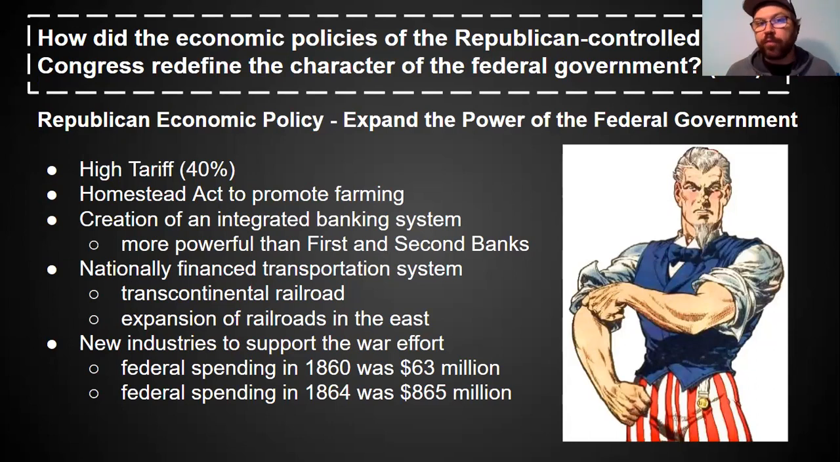Number one, well, we're fighting a war. We're fighting a civil war. That takes a lot of money to be able to do that. So yes, there's going to be a huge increase in spending. But also keep in mind, the people who are more comfortable with government spending and government power are the people in the North, the northern states. And the people who fought against that were people in the South and the southern states.